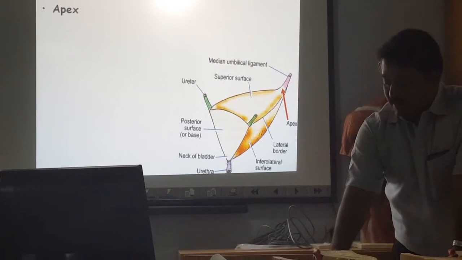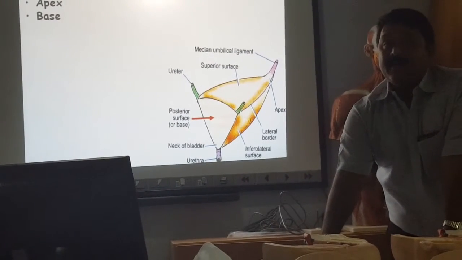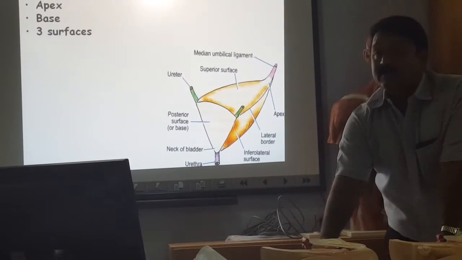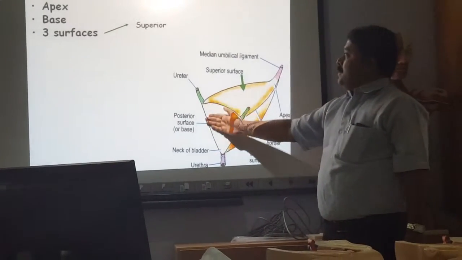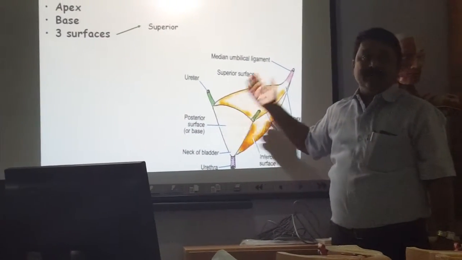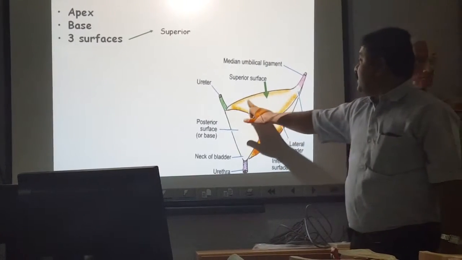Next is about the parts of the urinary bladder, apex and the base. Okay, and three surfaces. Here it is the apex and the base. So it is having three surfaces. Superior surface. Okay, superior surface.